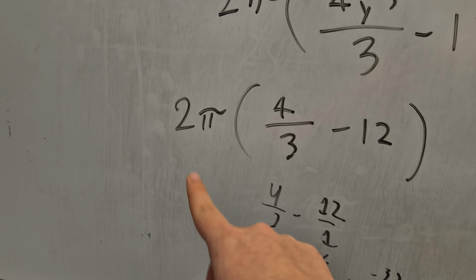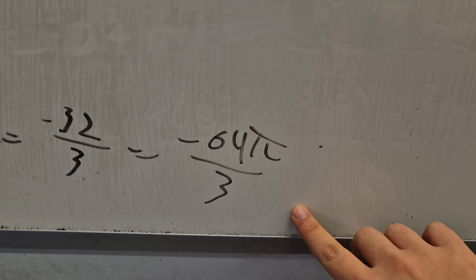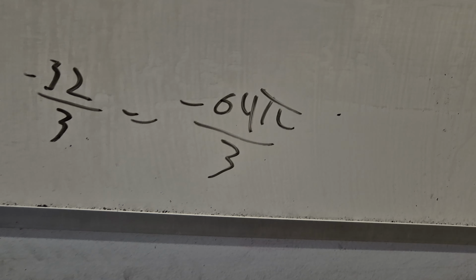And now we can multiply that by 2 pi, which gets us negative 64 pi over 3. And that should be our answer.